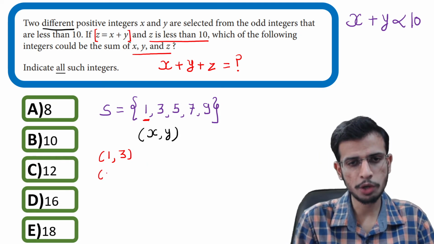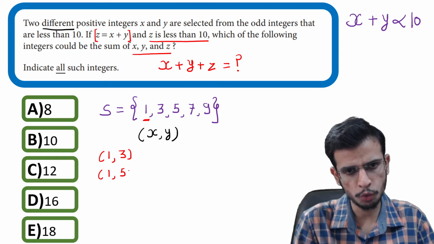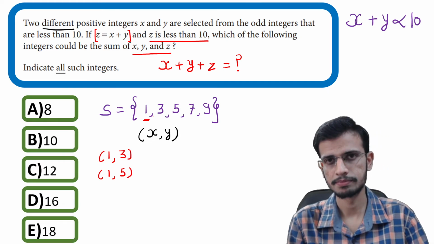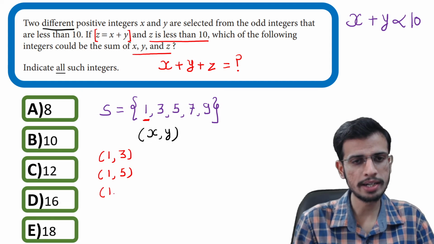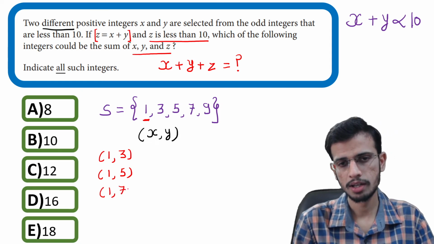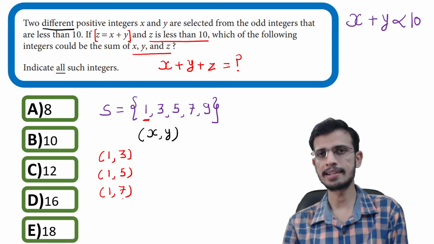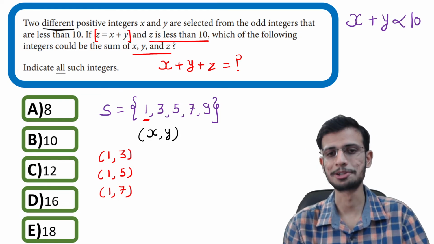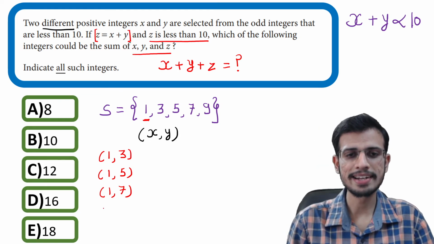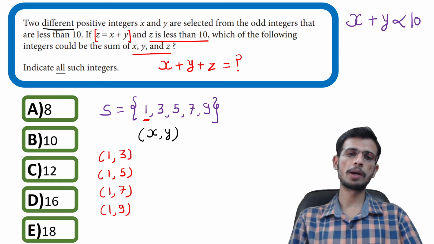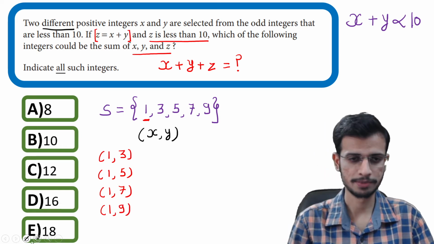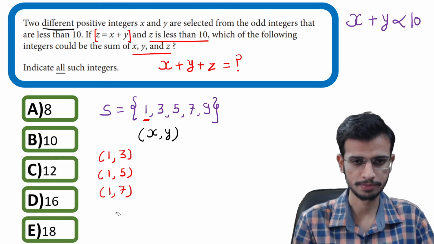If I am taking x equal to 1, I can take y equal to 5. 1 plus 5 is less than 10. If I am taking x equal to 1, I can take y equal to 7, because 1 plus 7, that is 8, is less than 10. If I take x equal to 1 and y equal to 9, then this sum will become 10, and 10 is not less than 10. So I can't take this.